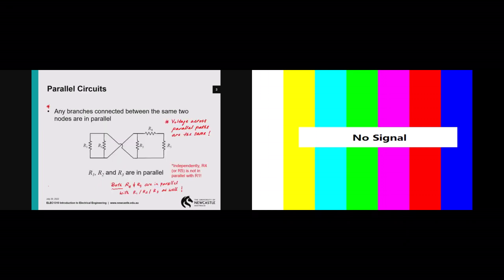Moving on next, after you understand nodes, loops, as well as branches, the next thing to identify is what series and parallel circuits are. Parallel circuits essentially means that any branches connected between the same two nodes are in parallel. In this diagram here, and in your lecture notes, it states that R1, R2, and R3 are in parallel. That's true. However, one thing you can note as well is that both R4 and R5 are in parallel with R1, R2, and R3 as well, because they share the same node here.